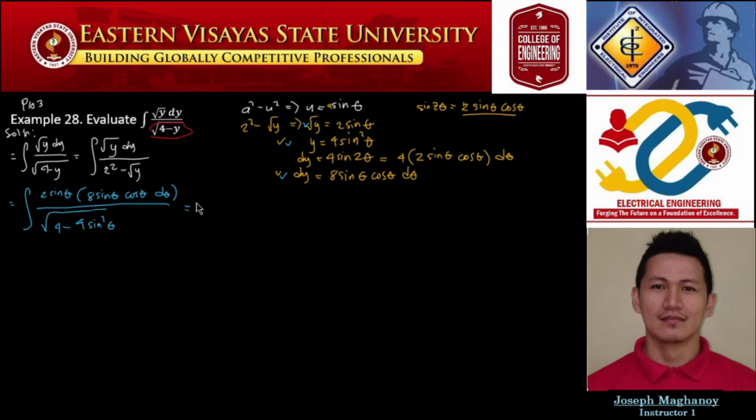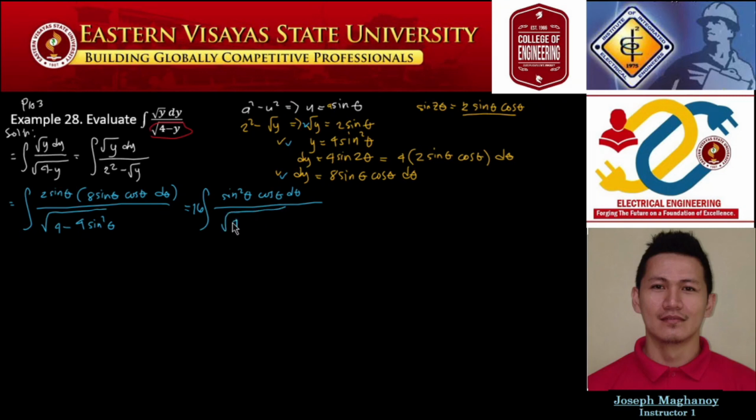So what is our next step? We combine these two at the numerator and we factor out 4 at your denominator. If we multiply 2 times 8, that is 16. We carry it outside the integral since it's a real number constant. The remaining at the numerator is sine squared theta and cosine theta d theta. At your denominator, you can factor out 4.